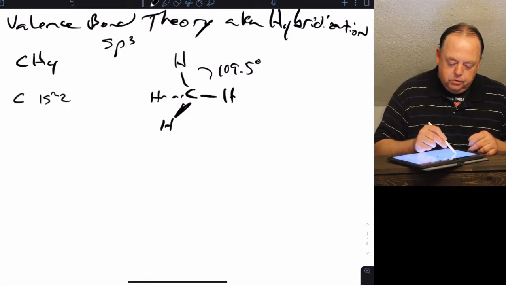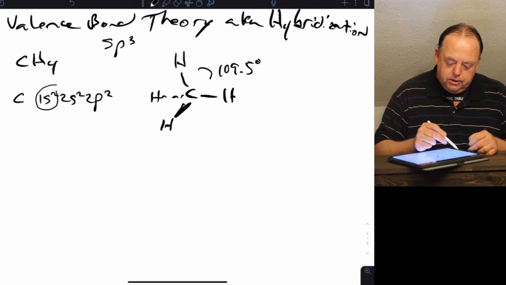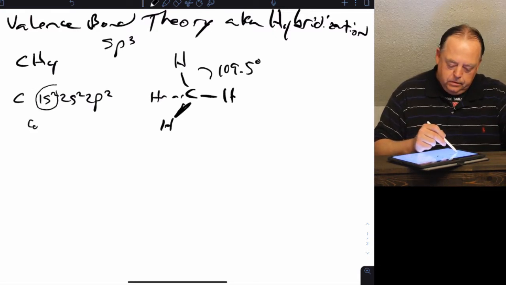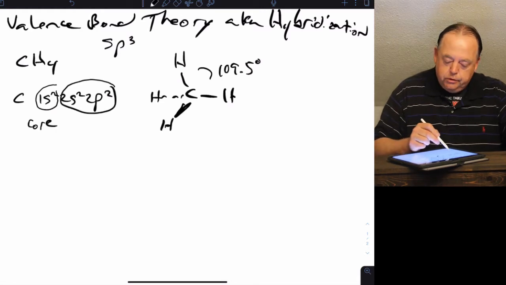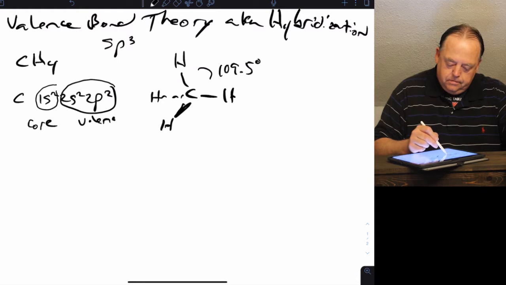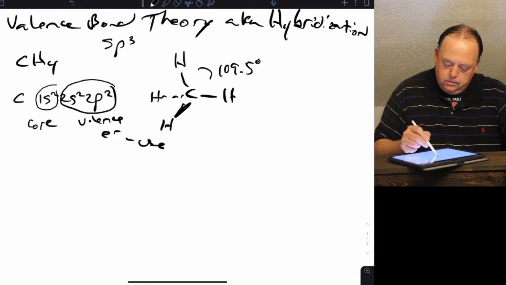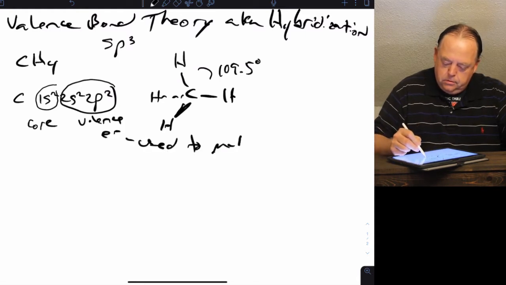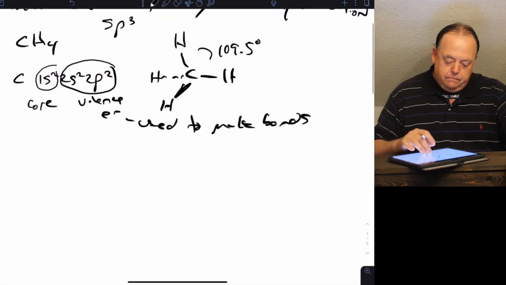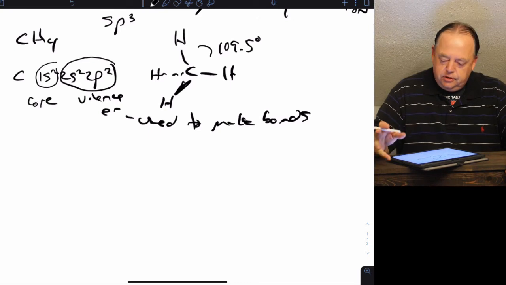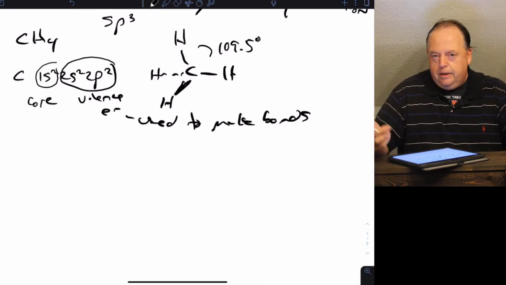So what orbitals does carbon have? It's 1s2, 2s2, 2p2. The core electrons are the 1s2, and the valence electrons, which are the ones used to make bonds, are the 2s2, 2p2. So we're going to basically ignore the 1s electrons because they're not doing anything. It's the 2s and 2p electrons that matter.